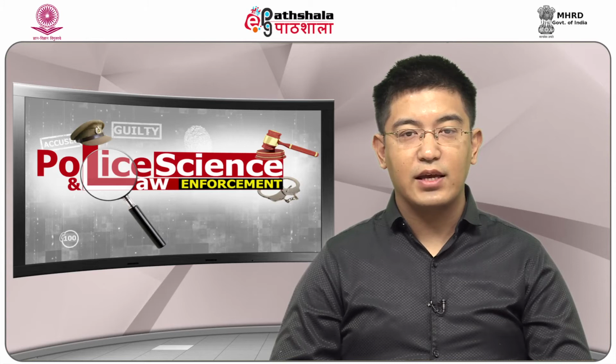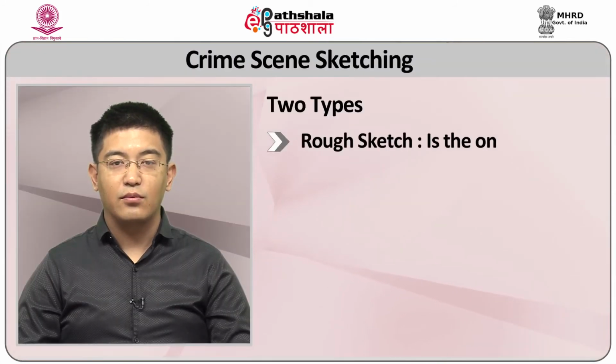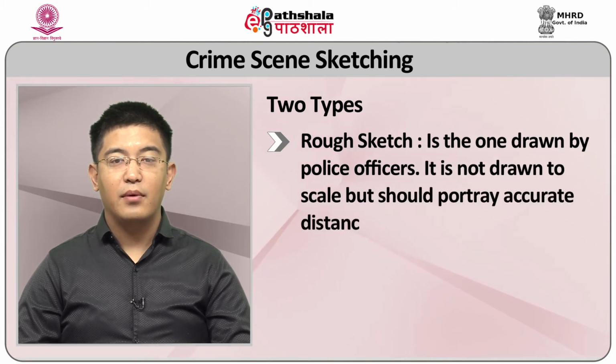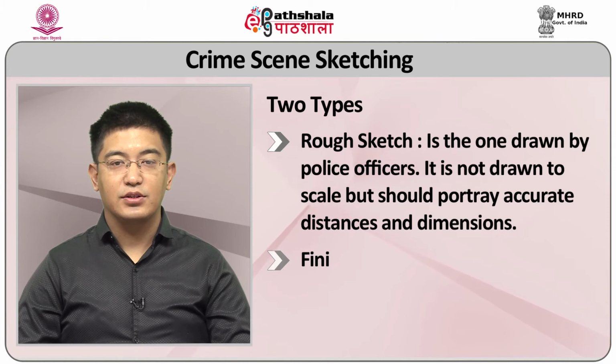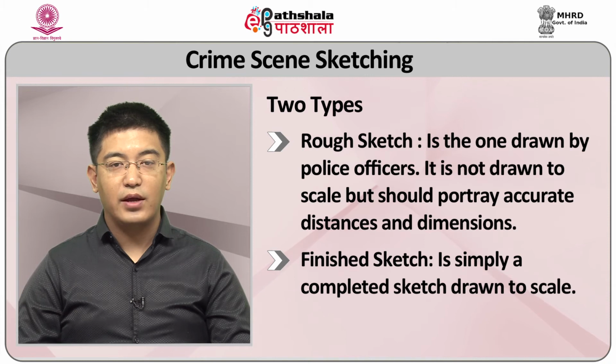Other tools for crime sketching include paper for the sketch, preferably graph paper, clipboard, pencils, steel tape, thumbtacks to hold down the end of the tape if the investigator is alone, and a straight edge ruler. There are generally two types of crime scene sketches, a rough sketch and a finished sketch. The rough sketch is the one drawn by police officers. It is not drawn to scale but should portray accurate distances and dimensions. The finished sketch is simply a completed sketch drawn to exact scale.